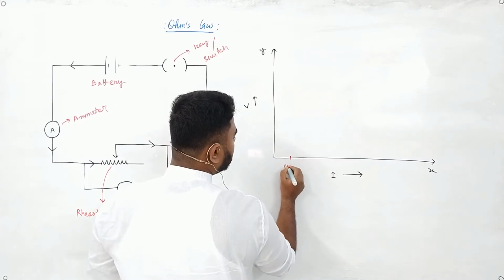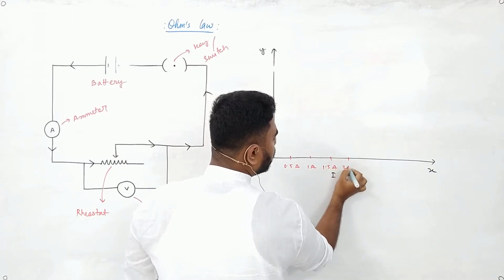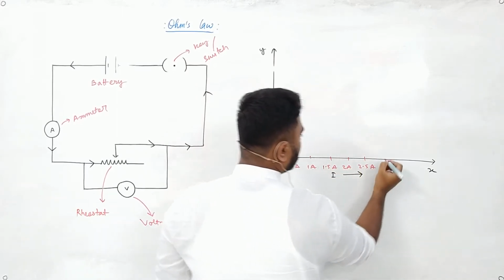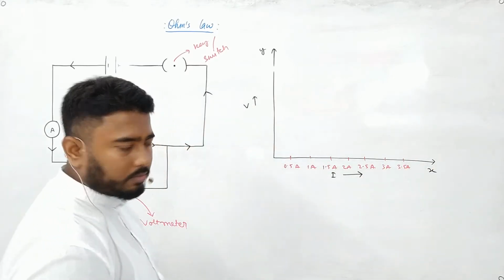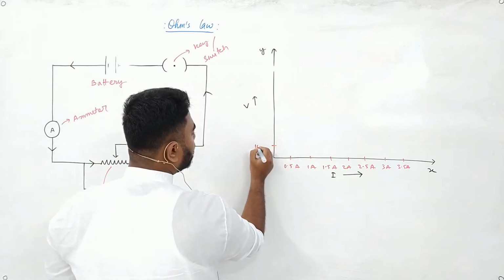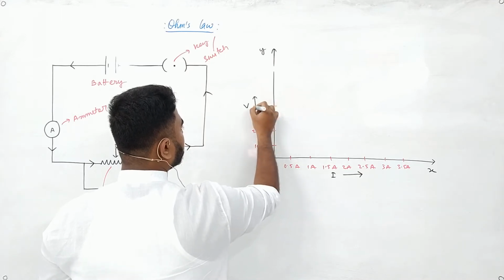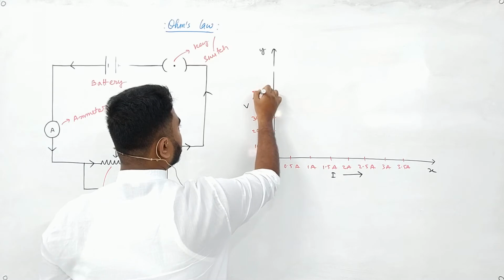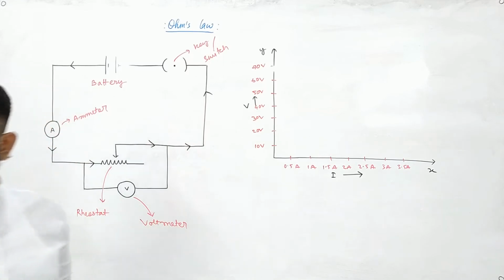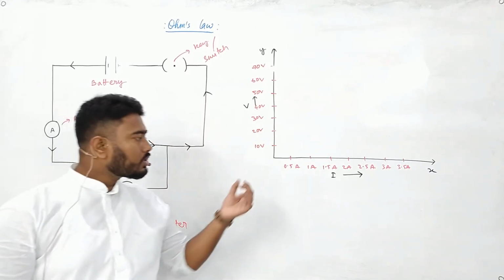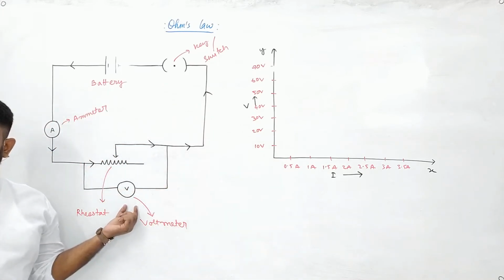Suppose this is 0.5 ampere, 1 ampere, 1.5 ampere, 2 ampere, 2.5 ampere, 3 ampere, 3.5 ampere. In this way the current is increasing. Suppose this be 10 volt, 20 volt, 30 volt, 40 volt, 50 volt, 60 volt, 70 volt, the voltage is increasing this way. So when there was no current, we will find no voltage across it.